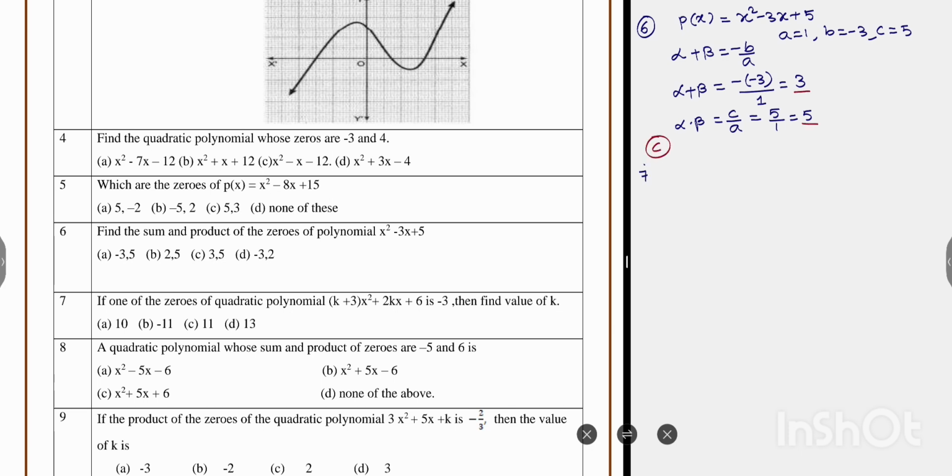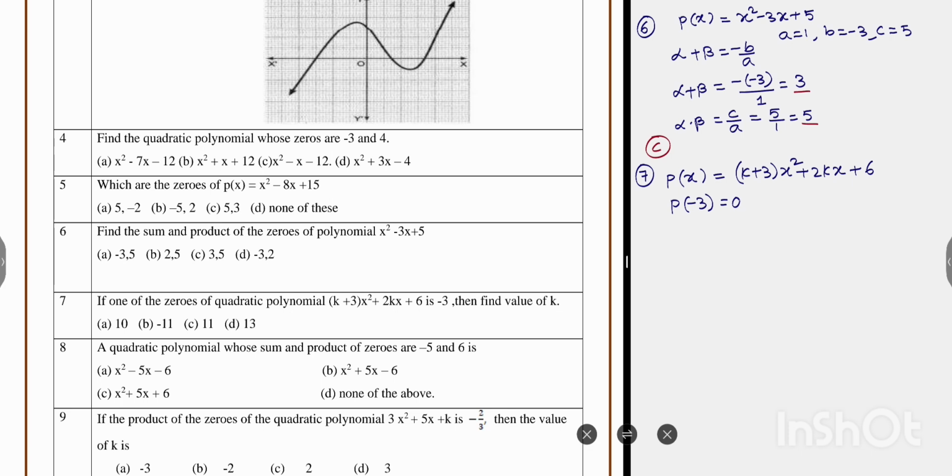Now question number 7. In question number 7, one zero of the quadratic polynomial is given. The polynomial is P of x is equal to k plus 3 into x square plus 2kx plus 6. Here it is given that minus 3 is a zero of the polynomial. If one zero is minus 3, what do we have to take? P of minus 3 is equal to 0. If minus 3 is the zero, P of minus 3 will be 0.